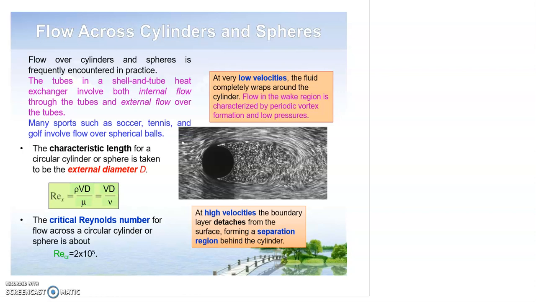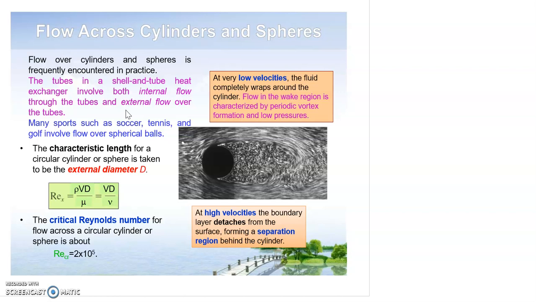Okay, hi students. So today we will cover the external flow across cylinders and spheres. We know it's very common to see flow over a cylinder and sphere. The cylinder is highly applicable for shell and tube heat exchangers, which involve both internal flow and external flow. And for spheres, we can see them in many sports such as soccer, tennis, and golf, which involve the flow over a spherical ball.